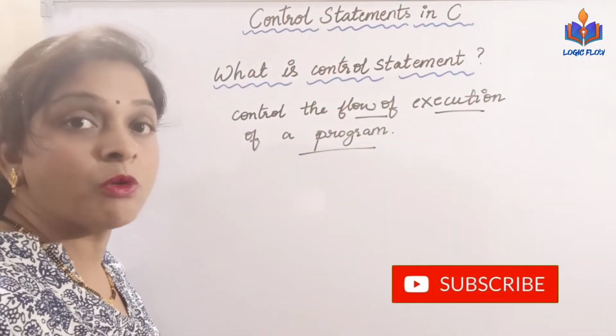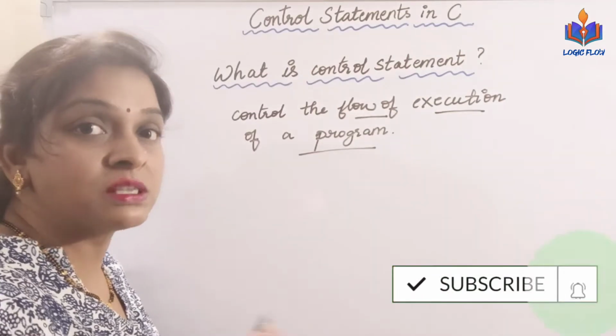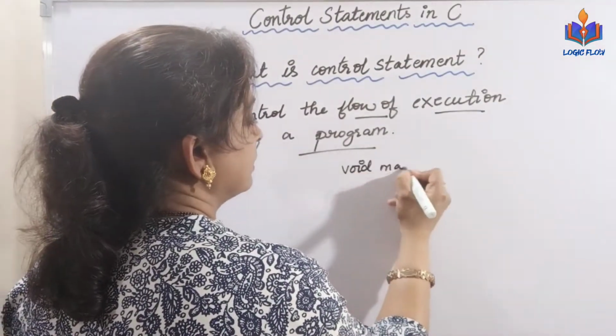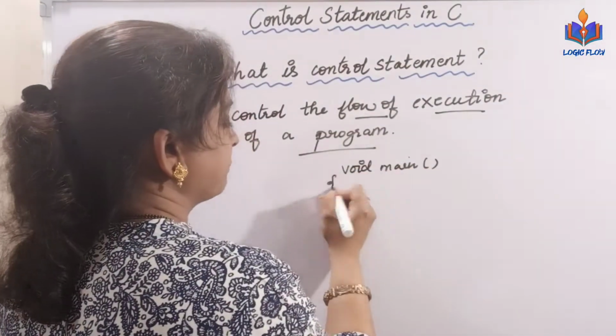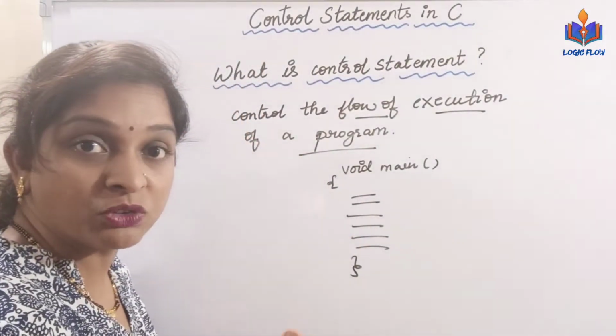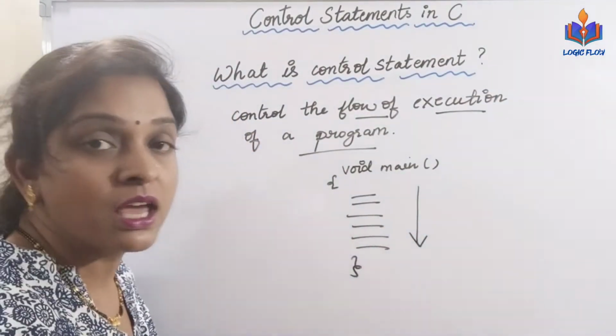So we have seen how to write programs in a simple way. We have written simple programs. So let me write a small program. I say void main. Just write down some set of statements. And how is the compiler going to execute this? It is going to execute this in a sequential order, one after the other.